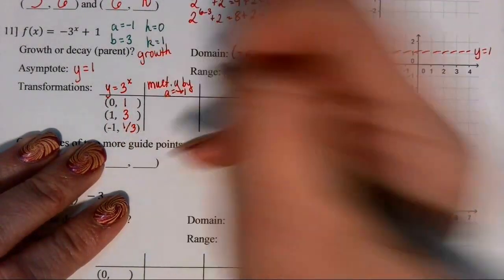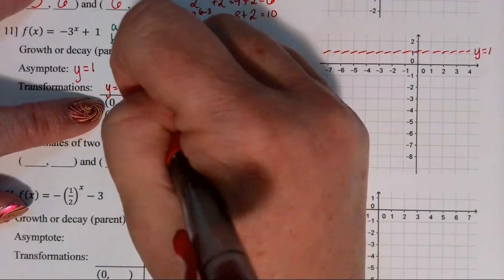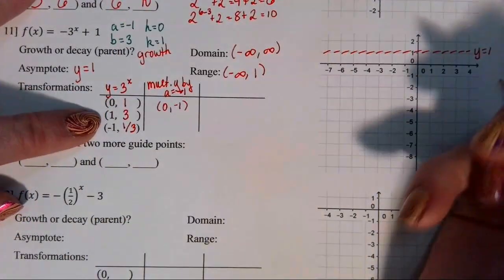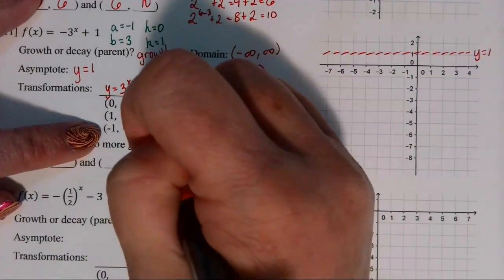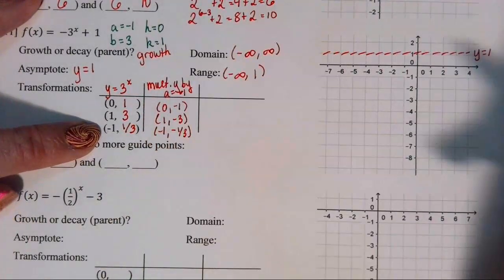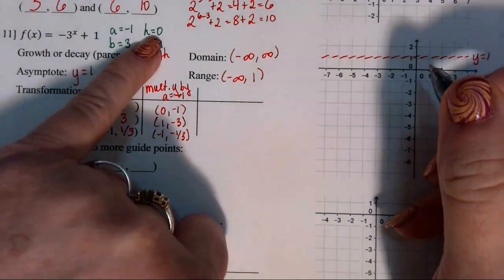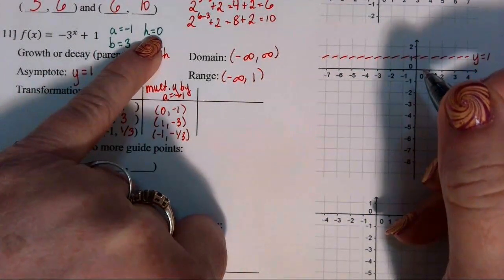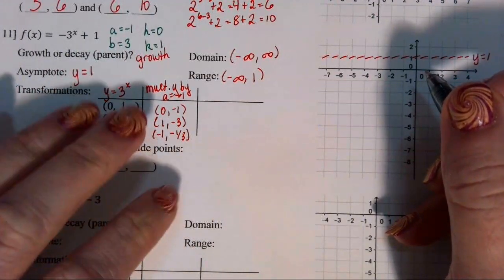So we multiply 1 times -1 to get -1. 3 times -1 is -3. And then 1/3 times -1 is a -1/3. Okay, then the h is 0, so there's no sense adding 0 to all the x coordinates. They're going to turn out to be just the same as what they are.